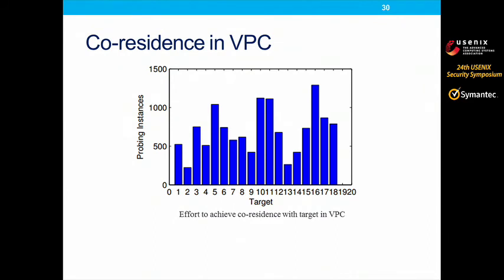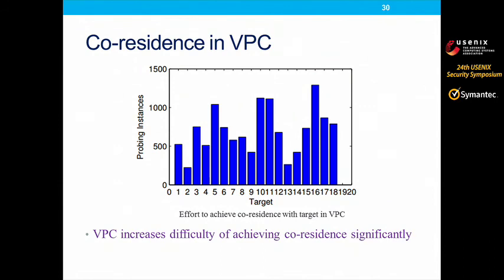And this figure shows, with our approach, how many probing instances are required to achieve collisions with a particular target in VPC by knowing its public IP address. And such results suggest that VPC indeed makes collisions much more difficult. And on the other hand, such results also suggest that even with VPC, the correlation threat has not been eliminated yet.